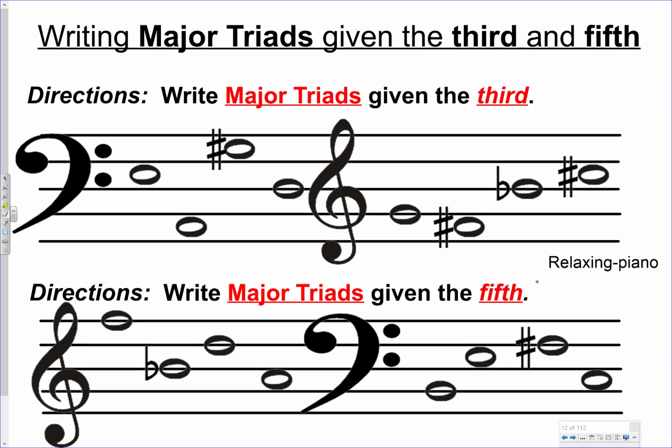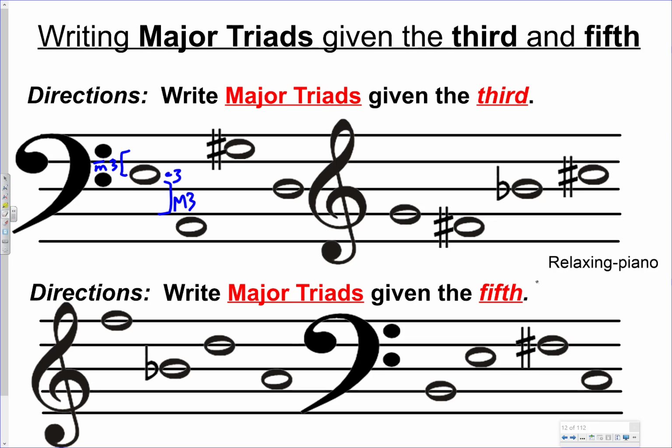Okay, class, so now we're going to write major triads given the third and the fifth. In other words, not the root. So for the first line, our directions are to write major triads given the third. The third is the note that's given that cannot be altered. I'm going to make a note by just writing a 3 there. We'll do the first example together. Recall that in a major triad, from the third up to the fifth must be a minor third interval. Also recall that from the root to the third must be a major third interval.